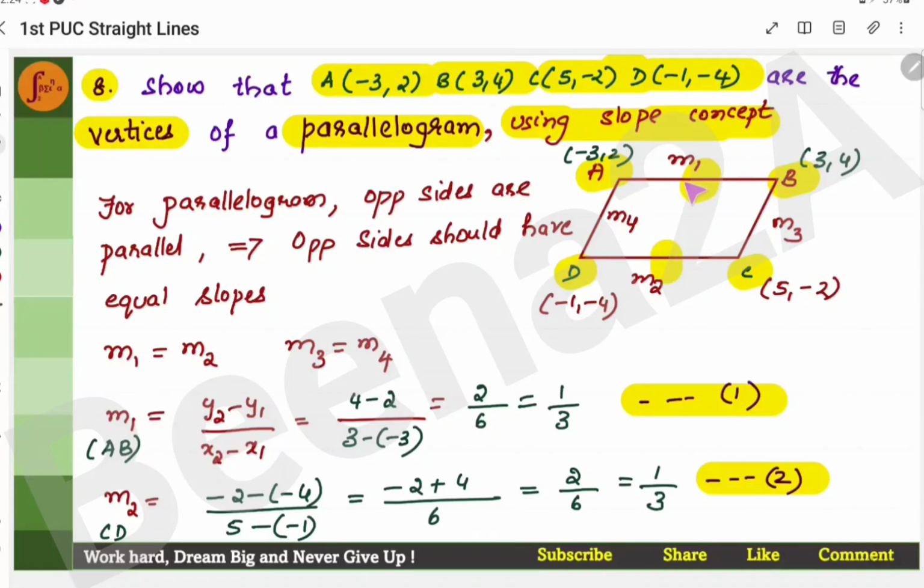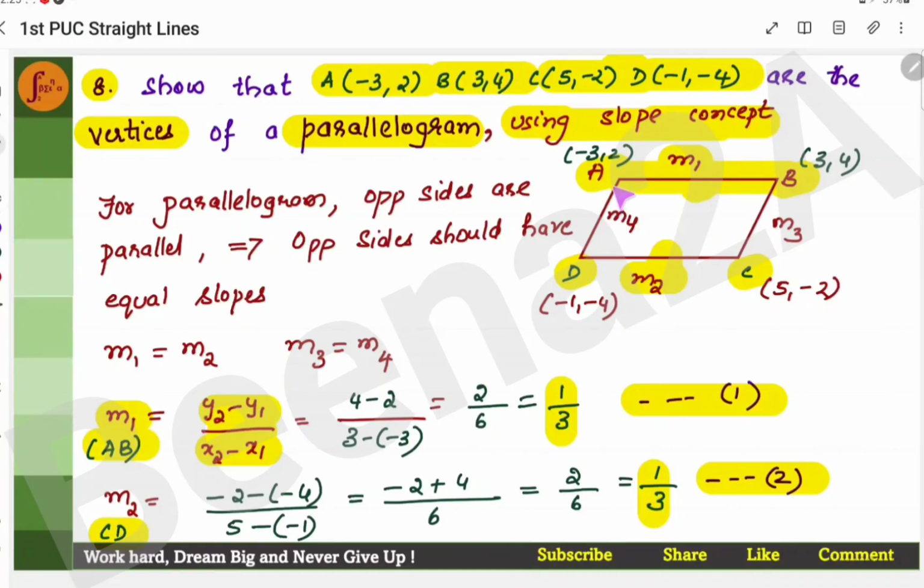So what is the approach using slope concept? Slopes are equal for parallel lines. So here AB is parallel to CD, so slope of AB is equal to slope of CD. Right? So first find slope of AB, using this 2-point form. You'll get 1 by 3. Then take slope of CD. You'll get 1 by 3. See, now you can see, since the slopes are same, you can say these two sides are parallel.